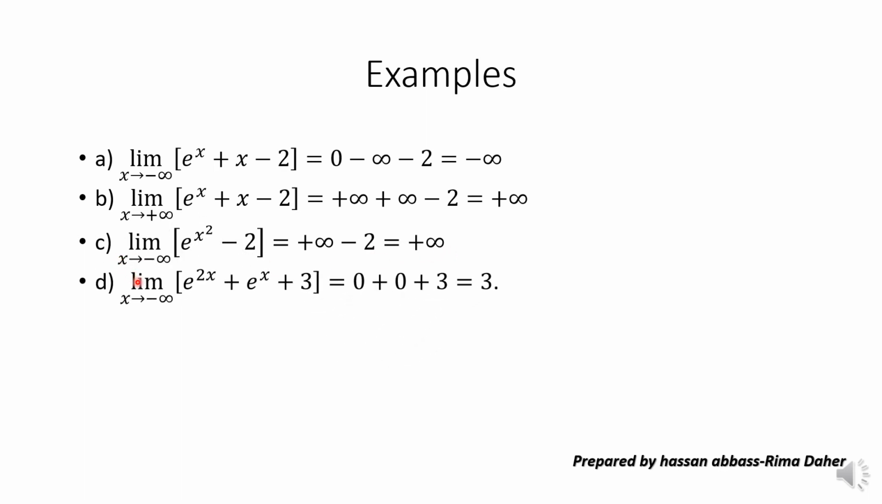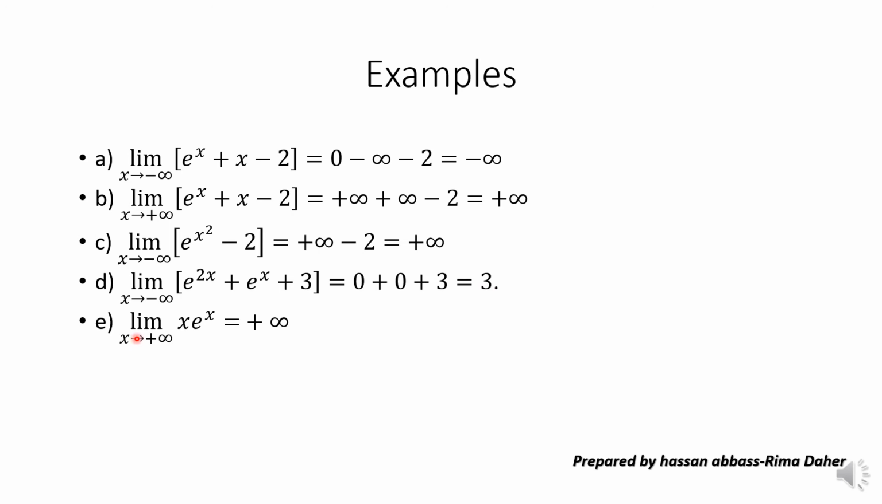Limit where x tends to minus infinity of exponential 2x plus exponential x plus 3. Replace x by this value, minus infinity. We get exponential of 2 times minus infinity, and 2 times minus infinity is equal to minus infinity. Then we get exponential minus infinity plus exponential minus infinity plus 3, and exponential minus infinity is equal to 0. Then this limit is equal to 3.